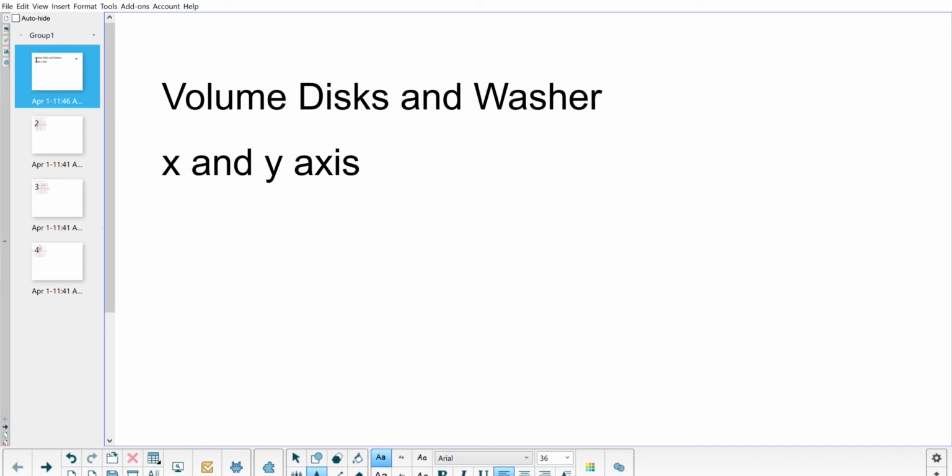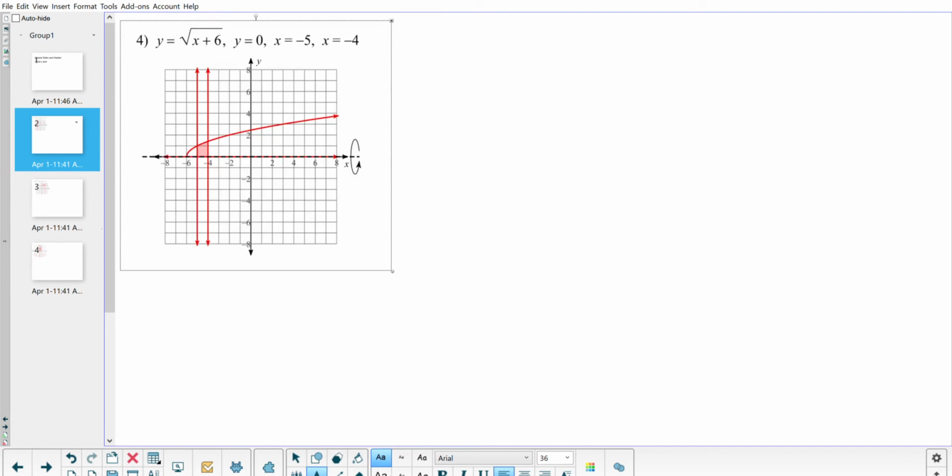Okay, so I'm going to do a few. I'm going to go in order. This is from the first worksheet. So this was before you even knew about rotating around the y-axis. Okay, so this problem here, the directions did say rotate it around the x-axis. So this one would create a disk.